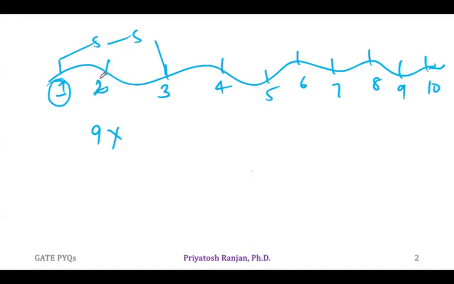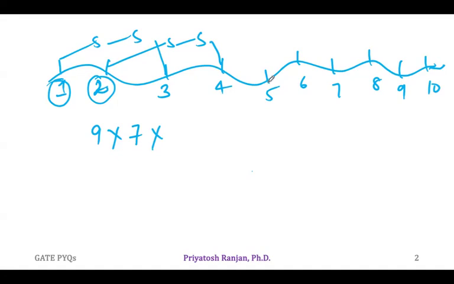Now, what are the different possibilities for the second cysteine residue to form a disulfide bond? The second cysteine residue can form a disulfide bond with either 4, 5, 6, 7, 8, 9, or 10. So the total remaining possibilities are 7 for the second cysteine residue. Again, let's assume the second is forming an intramolecular disulfide bond with the fourth cysteine residue. So now 1, 2, 3, 4 are already involved in disulfide bond formation.